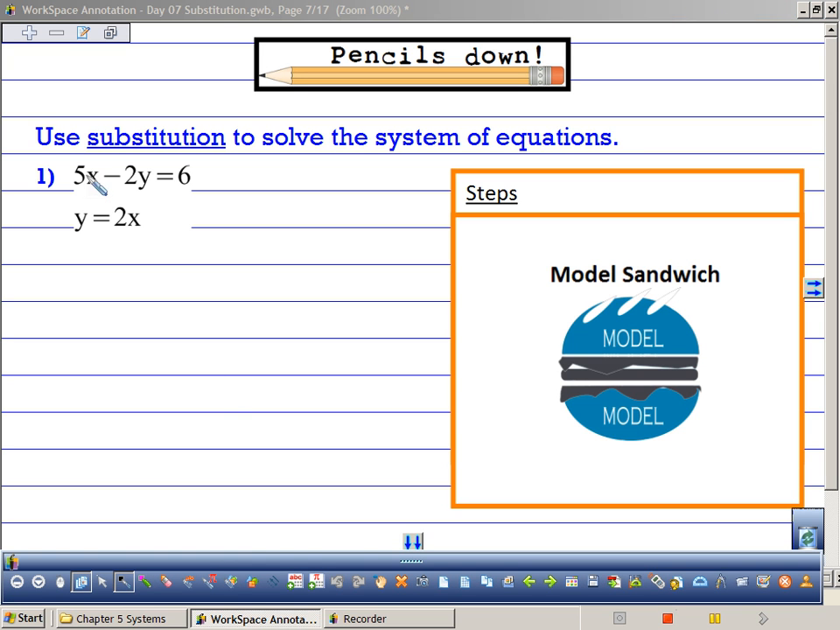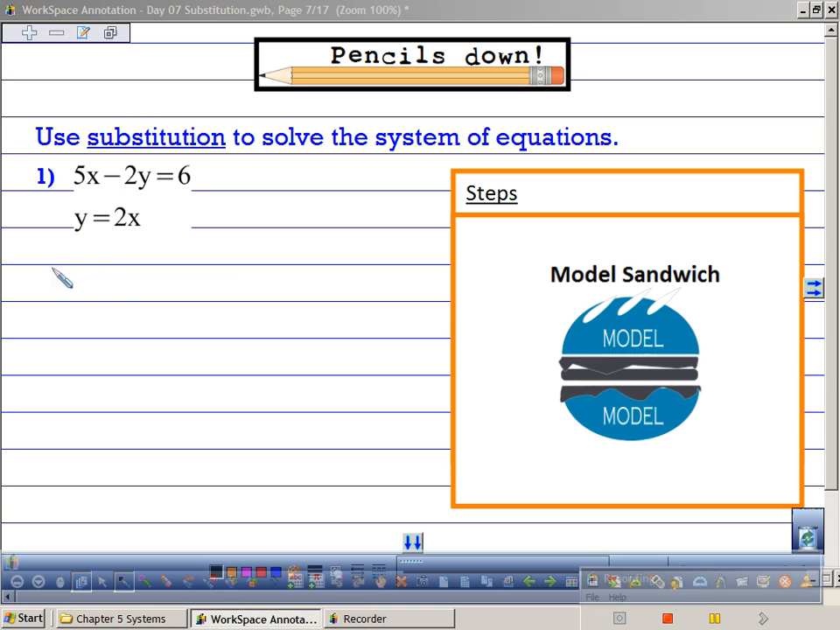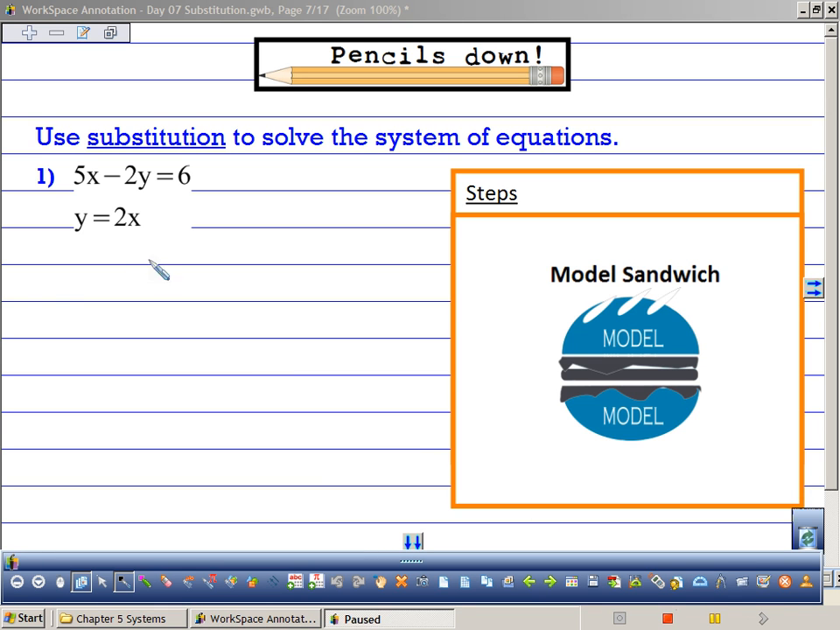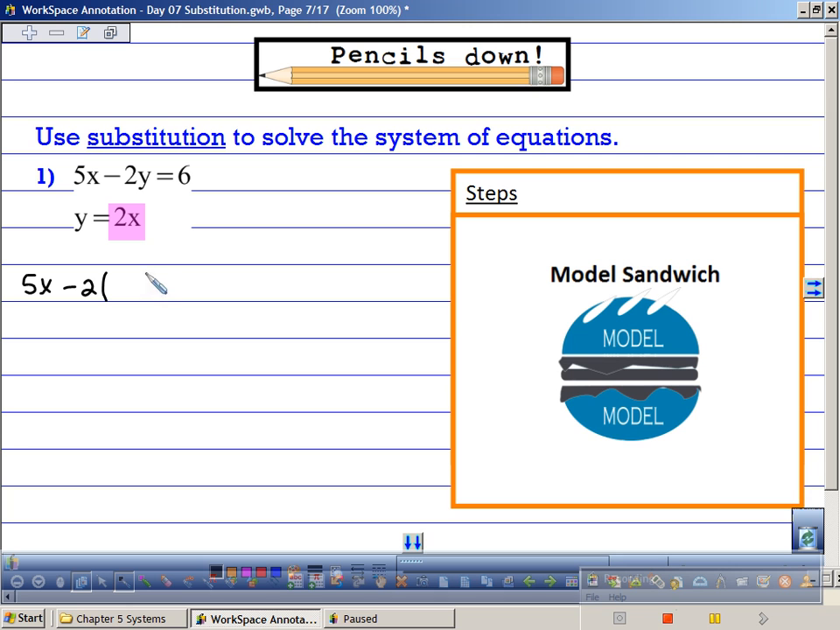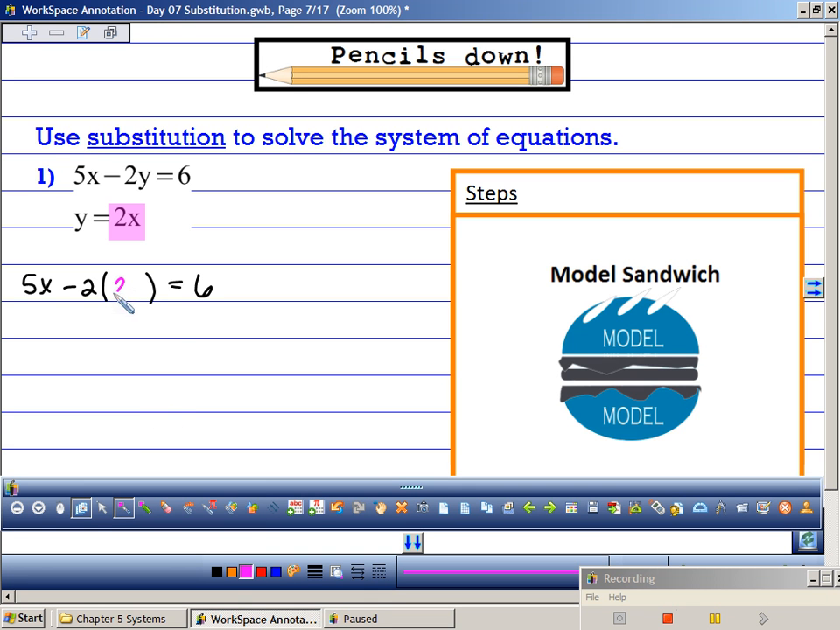So I'm going to start with the fact that I've got 5x minus 2y equals 6 and y equals 2x. I already know what y equals. Okay, so let's get started. I need to be able to fit y into this equation. So just like I said on the last one, Philip, I just asked you to get your attention. Thank you. So I have 5x minus 2, going to fit in that 2x, right, because that's what y equals, equals 6. Fit in my 2x, and I'm just going to go ahead and solve it.